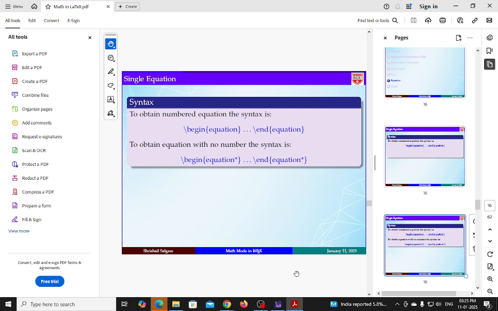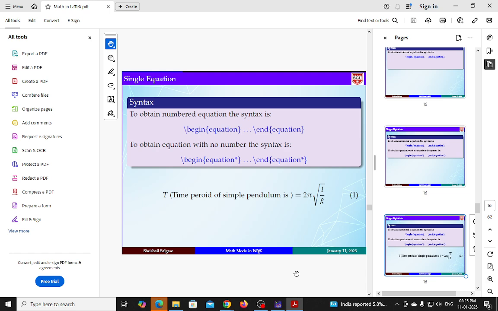Okay, suppose we will try this first equation. This is the equation of a simple pendulum. The time period of a simple pendulum is given by 2 pi root of L upon g, and this equation is generated with the number 1.